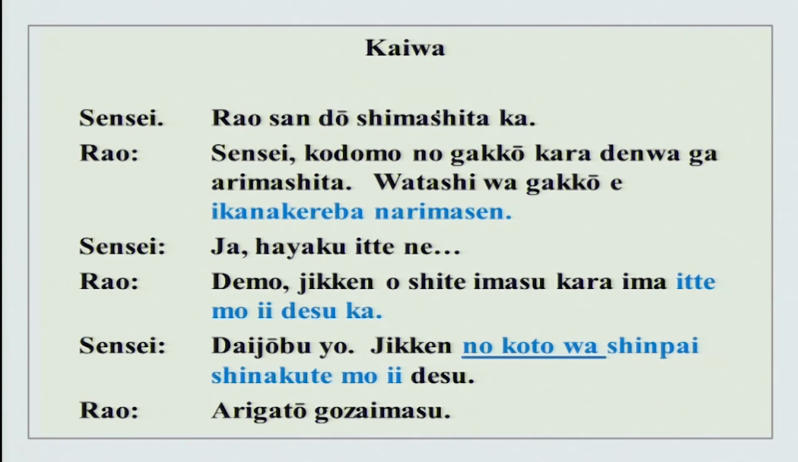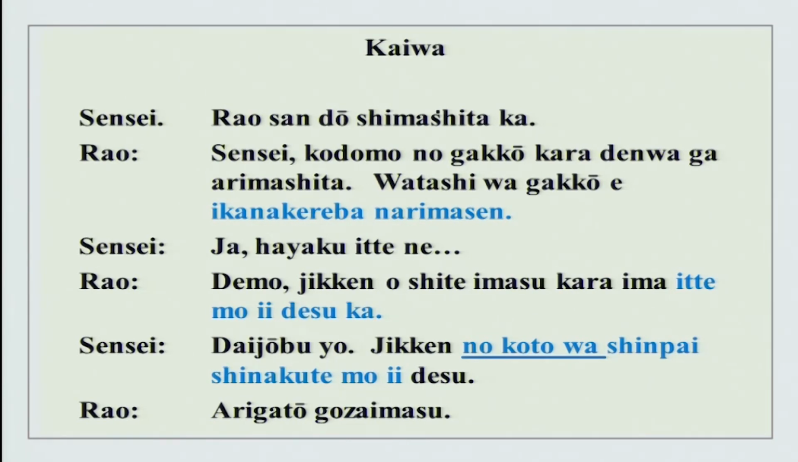Rao-san, どうしましたか？先生、子供の学校から電話がありました。私は学校へ行かなければなりません。This I'm sure is all right. There was a phone call. 私は学校へ行かなければなりません means I have to go. じゃあ、早く行ってね. Quickly, you may please leave. Now, ne over here is because he is a teacher and he is much older, and he can use this ne informally with Rao-san. Rao-san cannot do the same with his teacher.